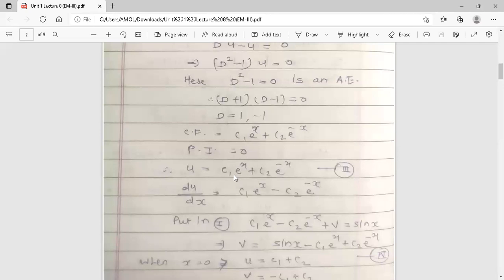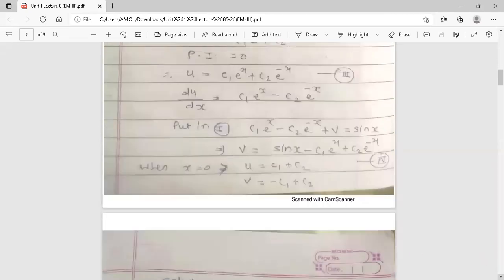So it is c1 e raised to x, derivative is e raised to x. c2 as it is, e raised to minus x, derivative is e raised to minus x into minus 1. That's why the minus sign is here. Now put the value of this derivative in equation 1. So you will get c1 e raised to x minus c2 e raised to minus x plus v is equal to sin x. And so v is equal to, we shift the remaining terms to the RHS, sin x minus c1 e raised to x plus c2 e raised to minus x.